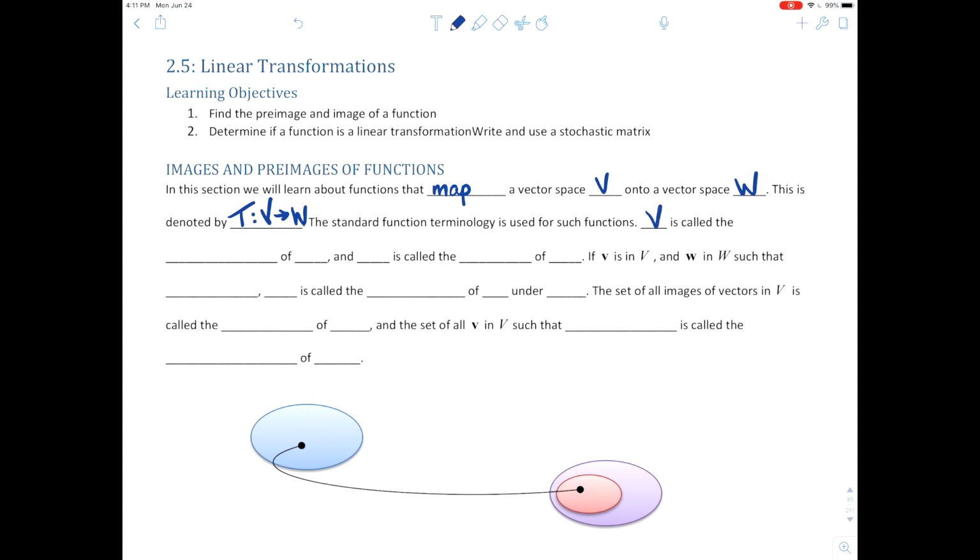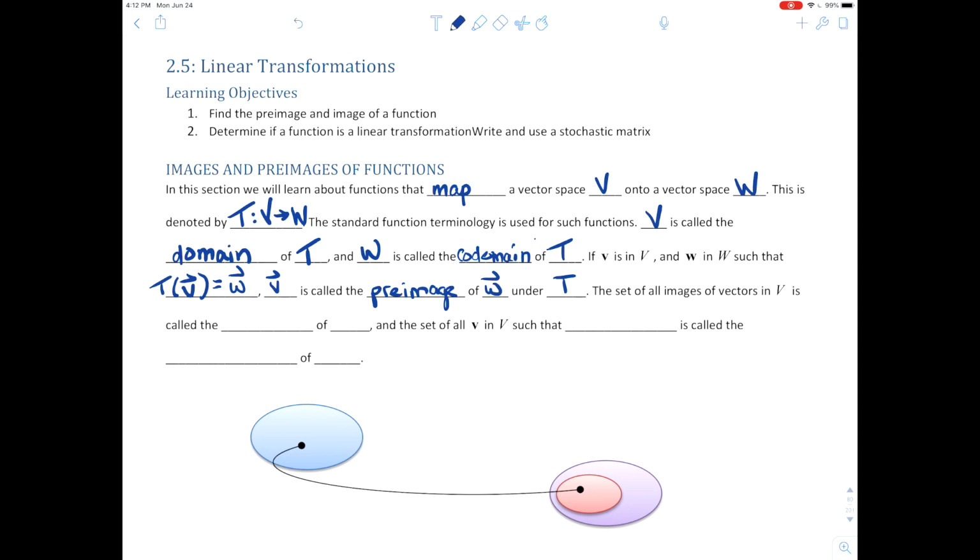V is called the domain of the linear transformation, and W is called the codomain of T. So what does this mean? If the vector v is in the space V and the vector w is in the space W, such that the linear transformation at the vector v is equal to the vector w, that vector v is called the pre-image of w under the linear transformation T.